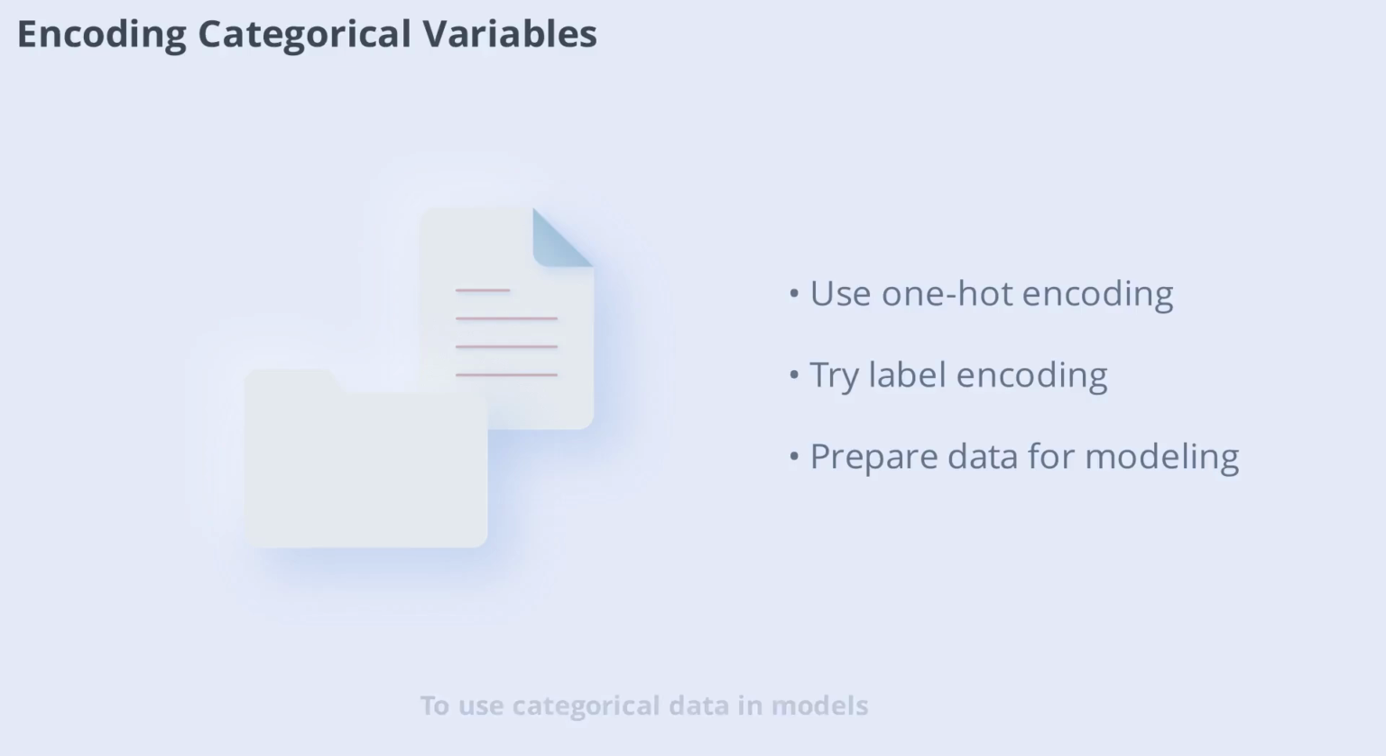To use categorical data in models, you often need to convert categories into numbers. Techniques like one-hot encoding or label encoding can help. This step ensures your models can process all the information in your dataset, leading to better predictions and insights.